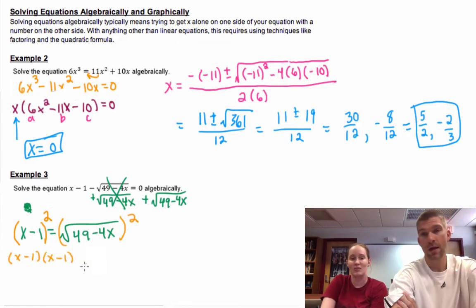The other thing that you may make a mistake on is that x minus 1 squared means to do x minus 1 times x minus 1. If you write down x squared plus 1 or x squared minus 1, that's wrong.